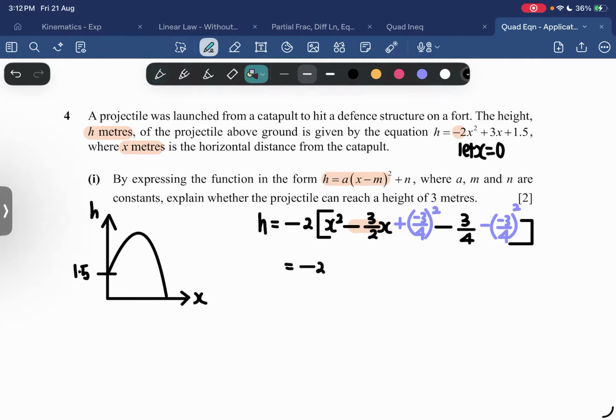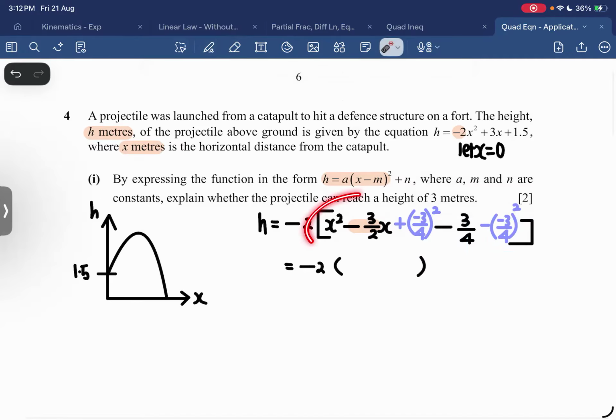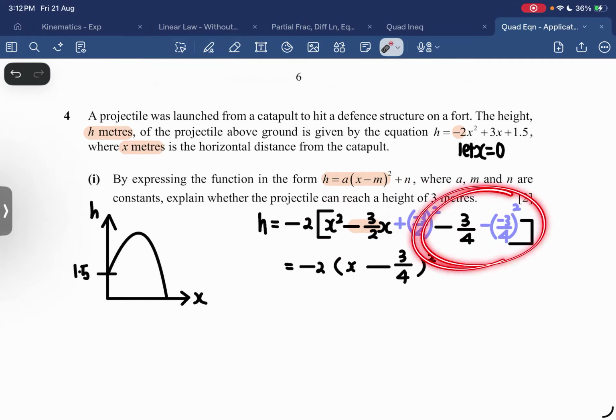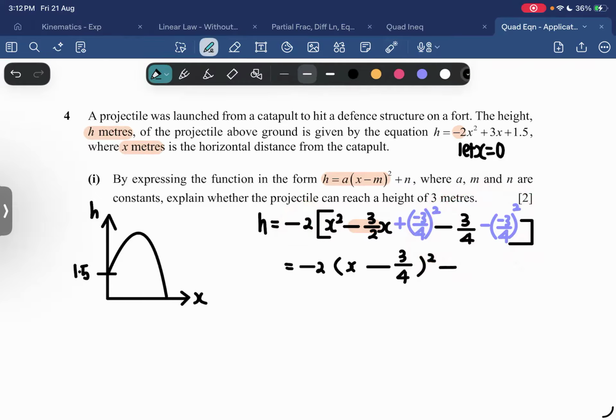Negative 2. I will be able to combine these three together, which gives me x minus 3 over 4, whole thing squared. So this thing over here, you're going to press the calculator: negative 3 over 4 minus negative 3 over 4, whole thing squared. Then you times negative 2. That will give me plus 21 over 8. All right, so the fraction part is done.